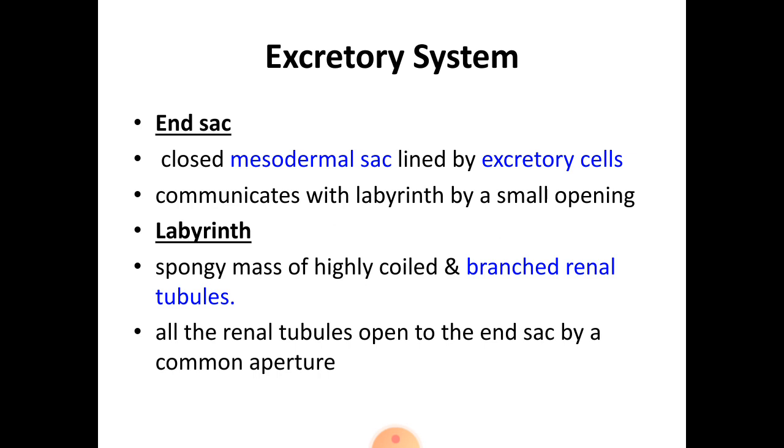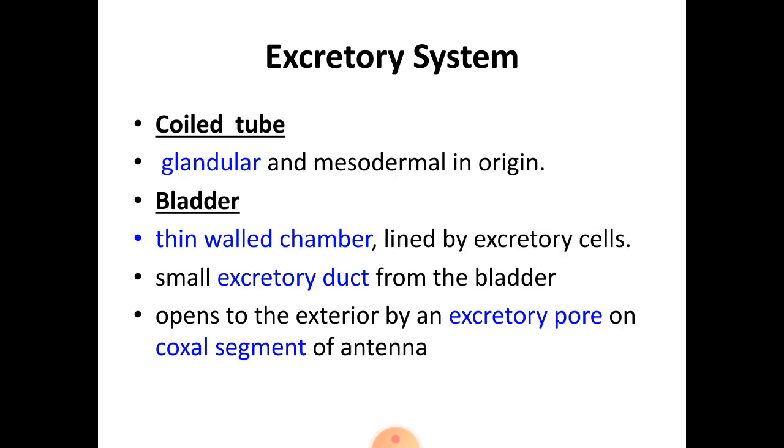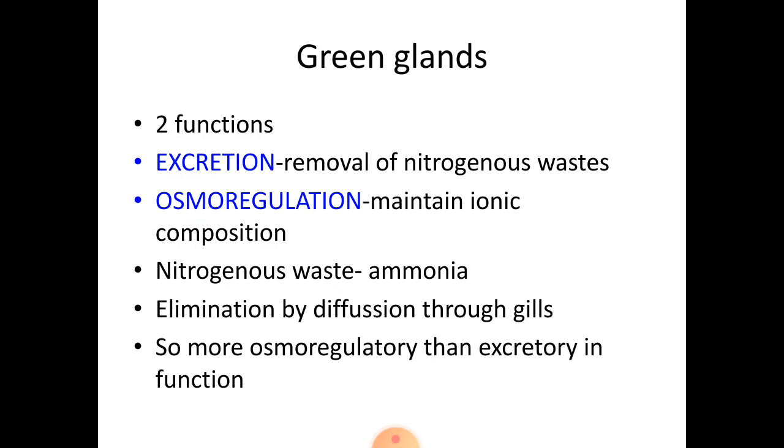The end sac is a closed mesodermal sac lined by excretory cells and it communicates with the labyrinth by a small opening. And the labyrinth is a spongy mass of highly coiled and branched renal tubules and all renal tubules open to the end sac by a common aperture. It leads into the coil tube which is glandular and of mesodermal origin, and from that there is a bladder. The bladder is a thin-walled chamber lined by excretory cells and there is a small excretory duct from the bladder which opens to the exterior by an excretory pore on the coxal segment of antennae.